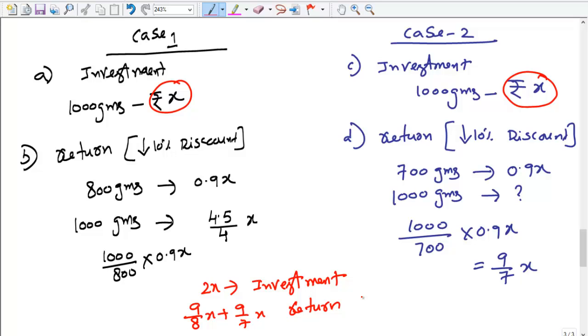Two cases, case number 1 and case number 2. In both the cases, the discount offered is equal. However, the quantity, exactly the quantity given to the customer is different.